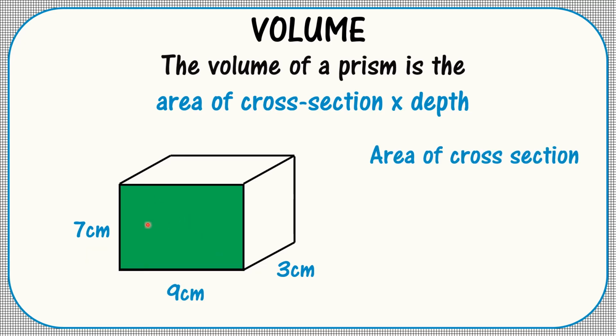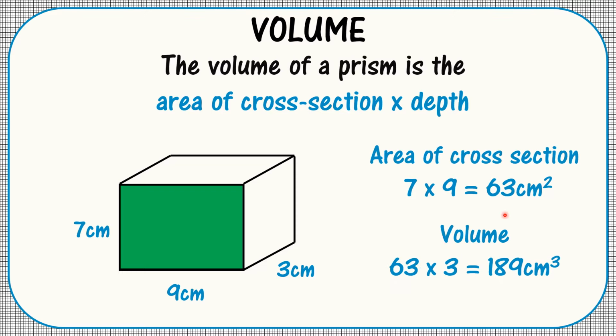So the area of this cross section is 7 times 9, which is equal to 63 centimeters squared. What we'll do now to work out the volume, you will do 63 times by the depth, which is 3. You get a final answer of 189 centimeters cubed. Remember to include the correct units.